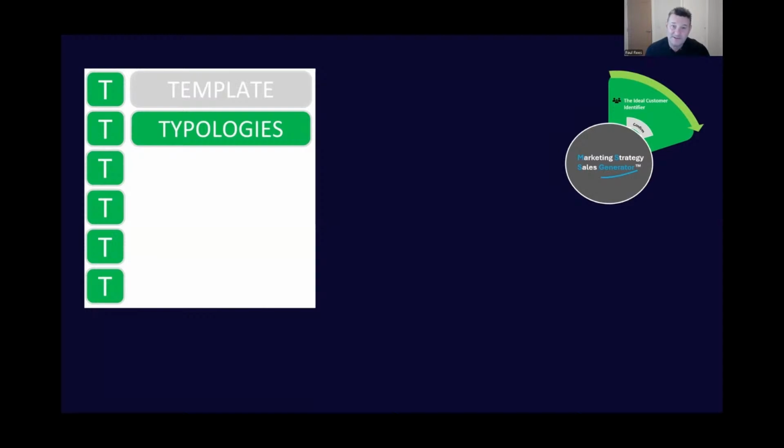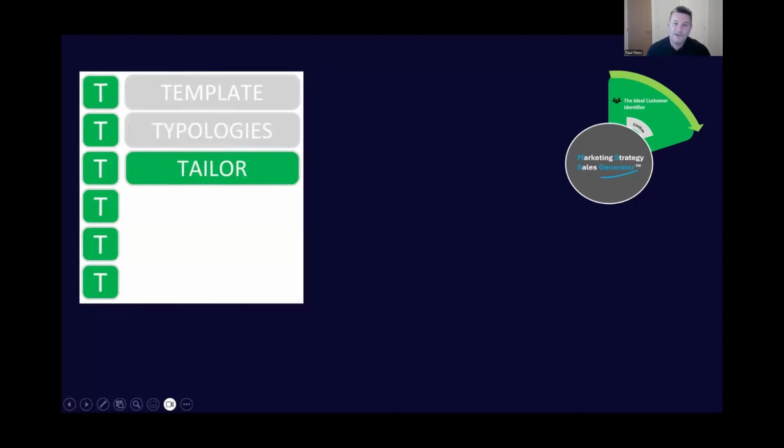Next is the typologies. And what do I mean by typologies? Well, it's all the different company feature sections within a template. And why is it important? Well, it's important so you can clearly form a picture of the key attributes of your target company types.